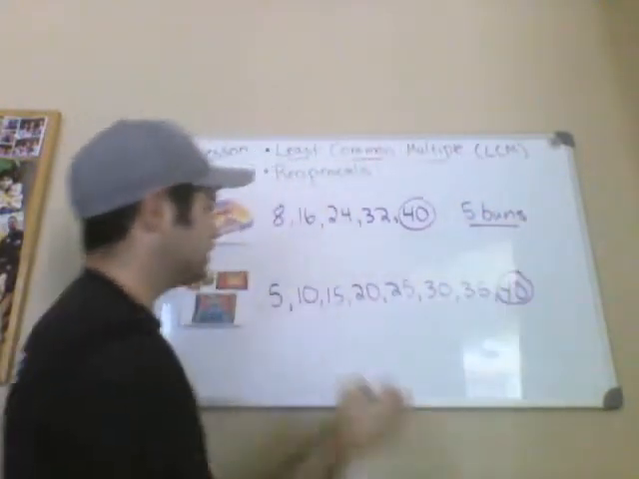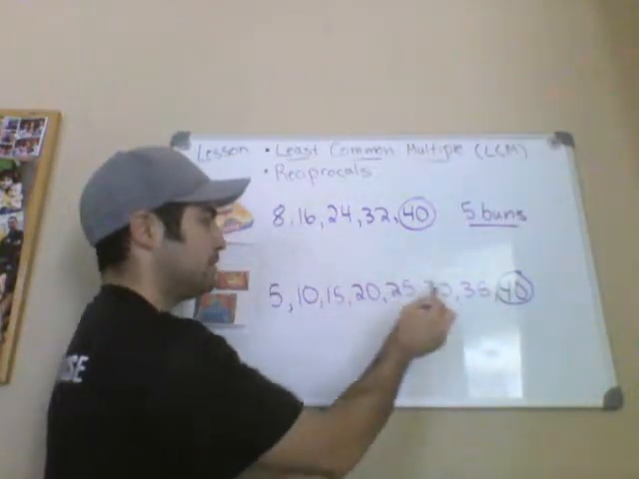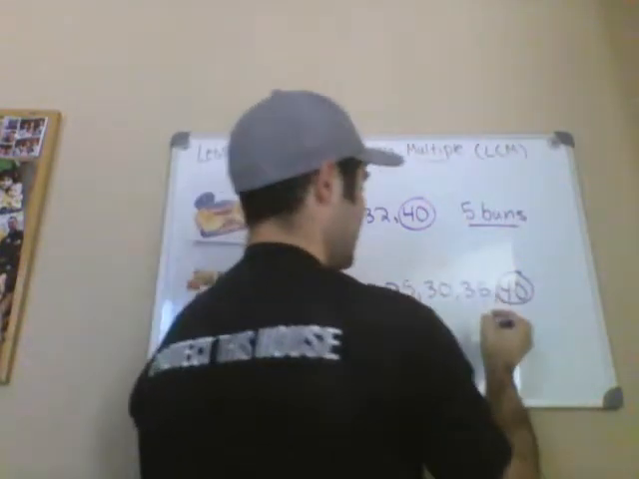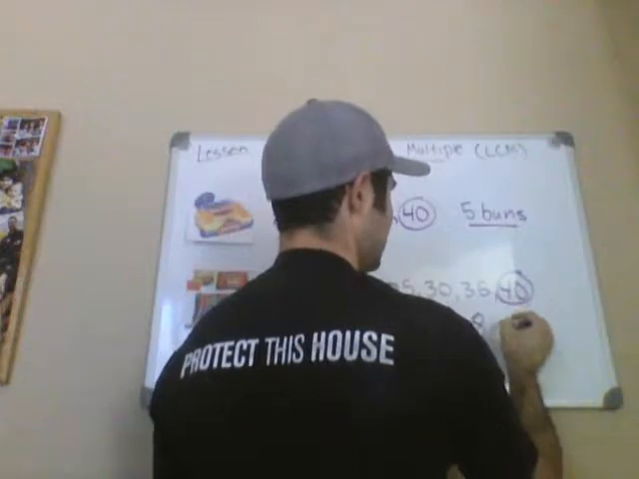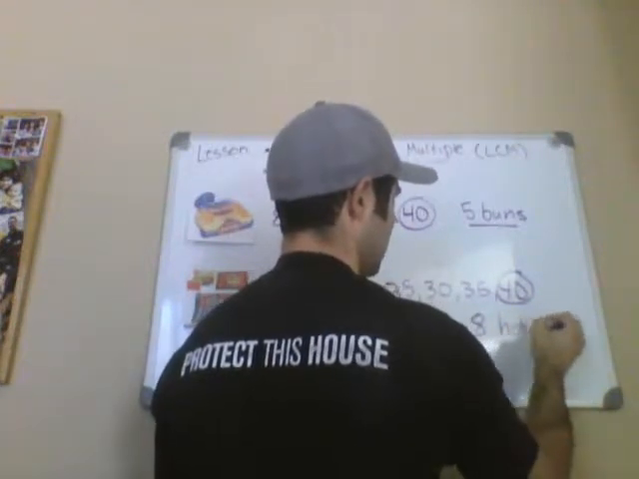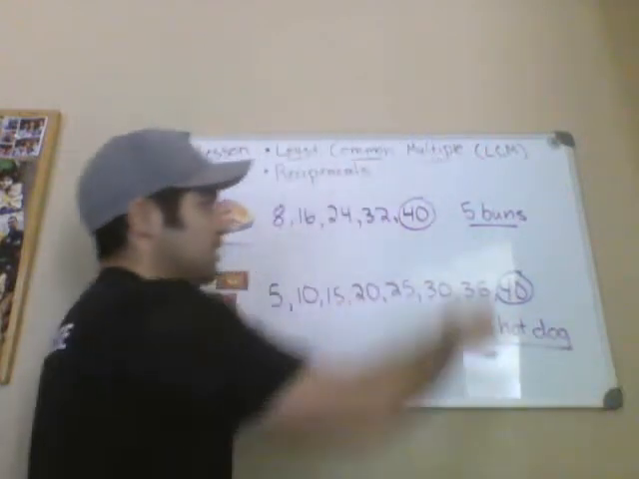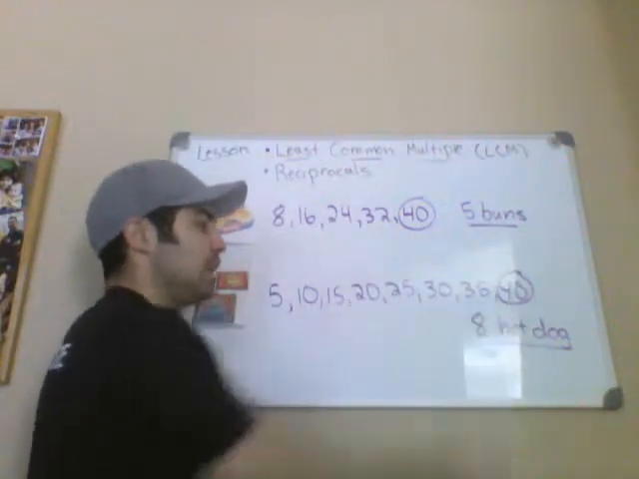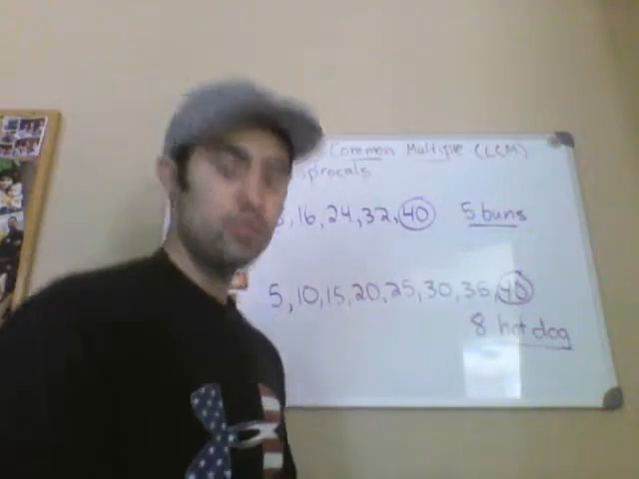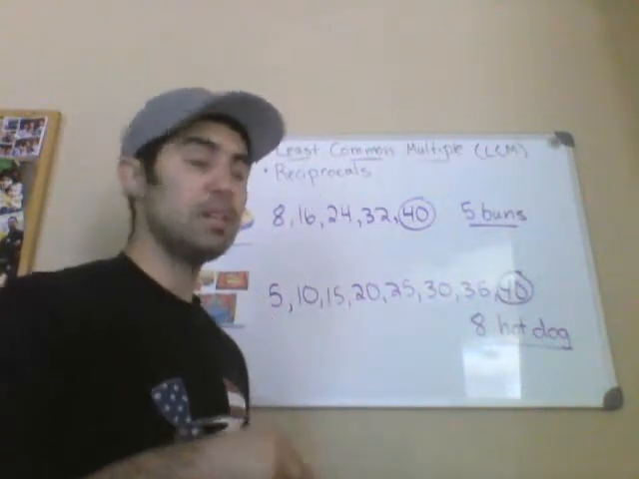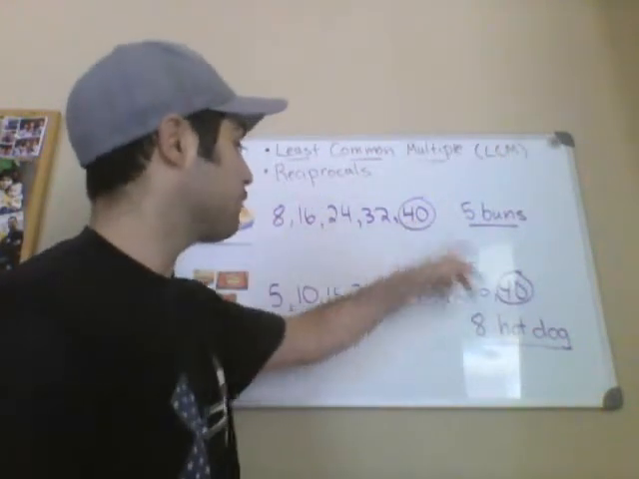And how many packages of hot dogs? 1, 2, 3, 4, 5, 6, 7, 8. So that's 8 packages of hot dogs. Okay? So you need to buy 5 packages of buns and 8 packages of hot dogs in order to have an equal number of buns and hot dogs. In that case, you're going to have enough for 40 people.